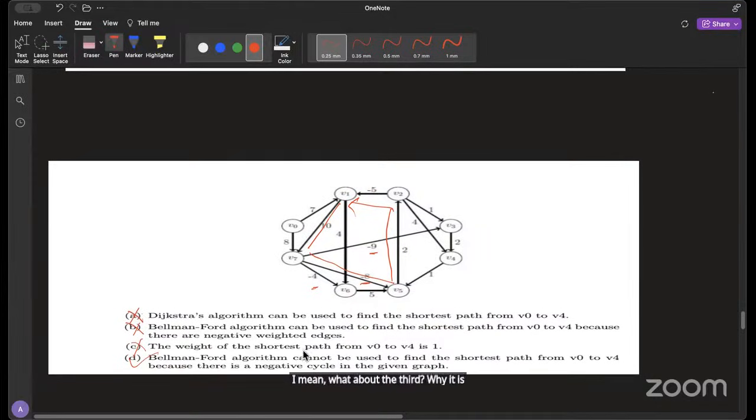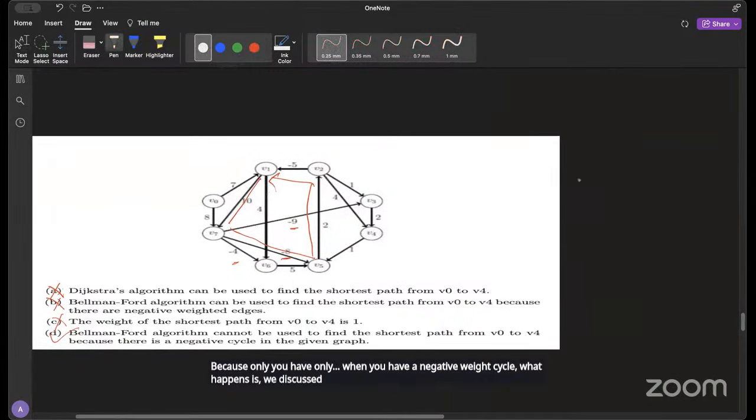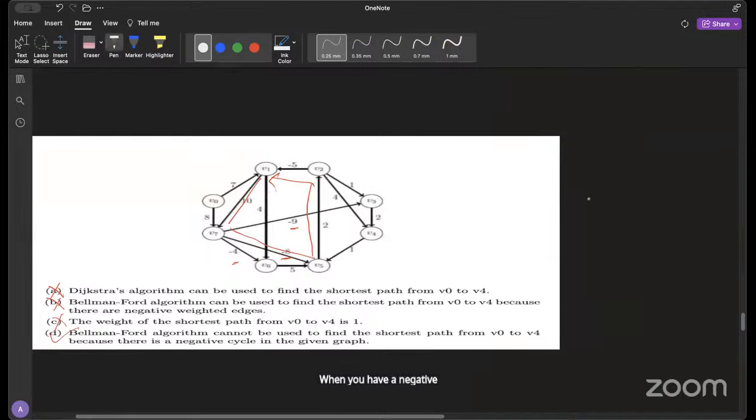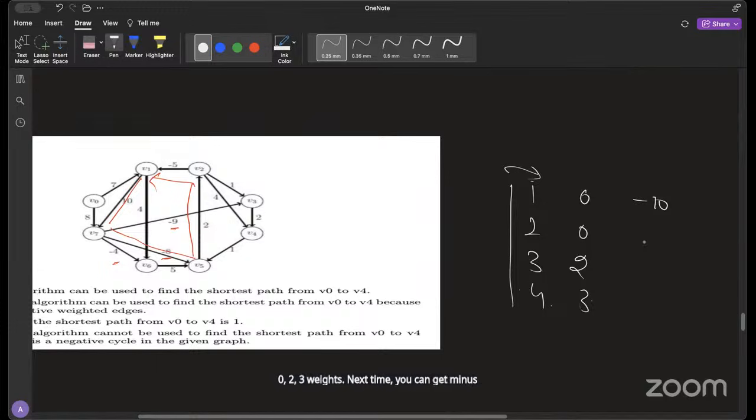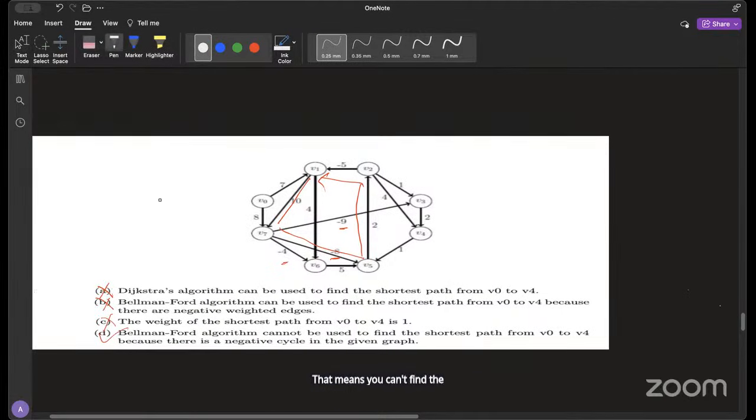When you have a negative weight cycle, what happens is, we've discussed this earlier too, each time you go through that cycle, you get even lesser weights. So let's say in one iteration, you have 1, 2, 3, 4 weights. Next time you can get 0, 0, 2, 3 weights. Next time you can get minus 10, minus 5, minus 3. So you can keep getting lesser weights each time. There's no end to it. When you have negative cycles, you keep getting better weights in each iteration. That means you can't find the shortest path.